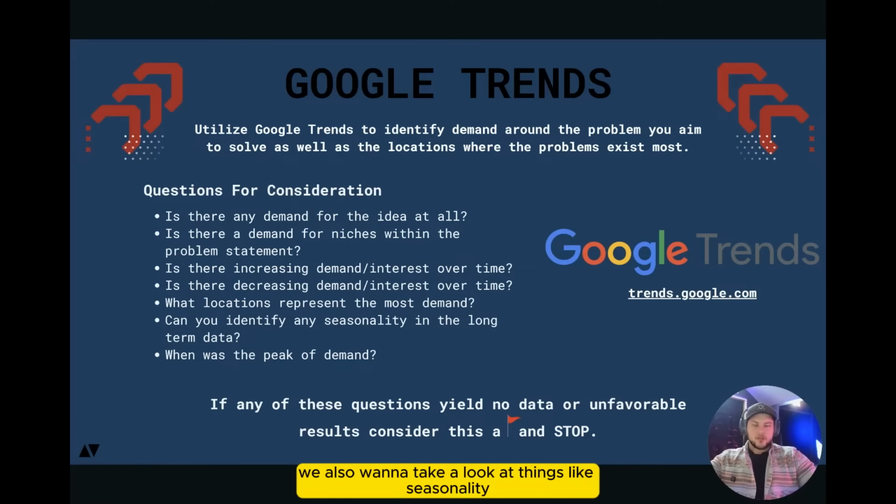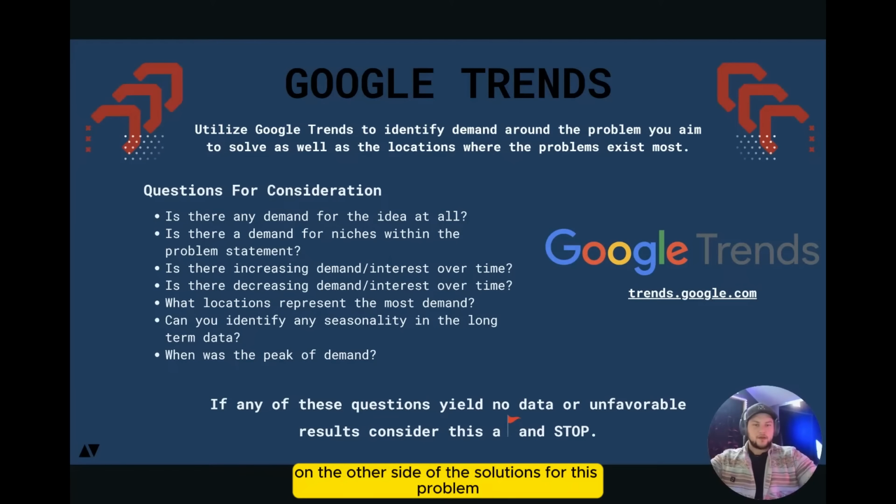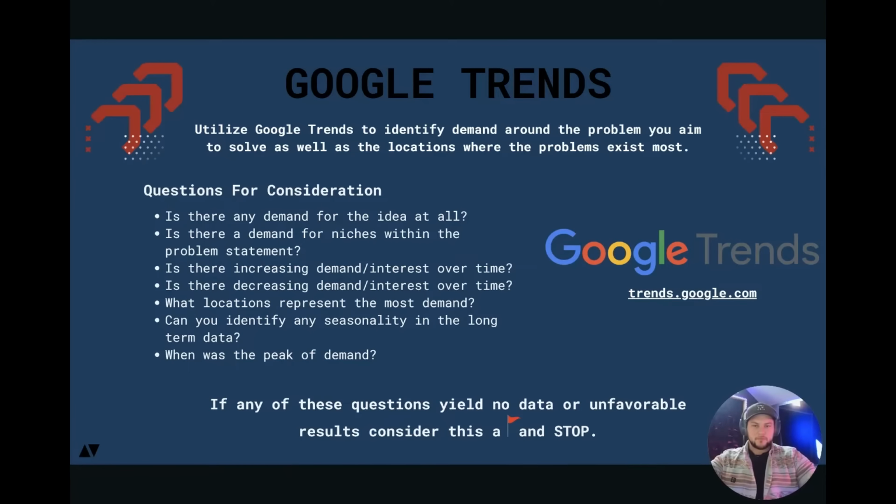We also want to take a look at things like seasonality. We want to take a look at the peak of demand. Is there a heyday that this problem existed in the past that maybe we're on the other side of the solutions for this problem? As with anything in Inception marketing, if you fail the Google Trends signal, pause. This is likely the time that you need to realize that this idea should not be built. If you do pass this step, let's continue on to qualify.